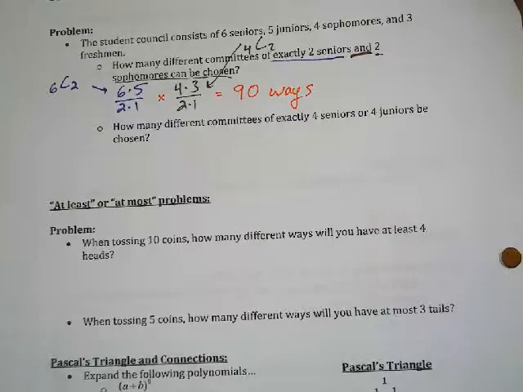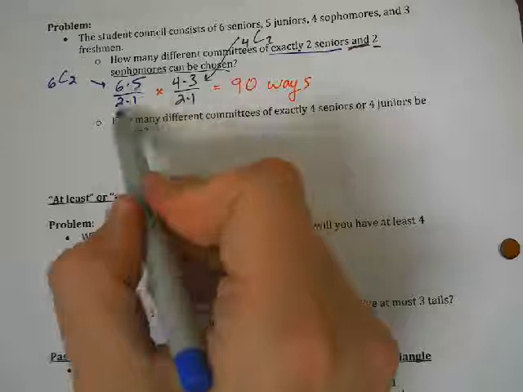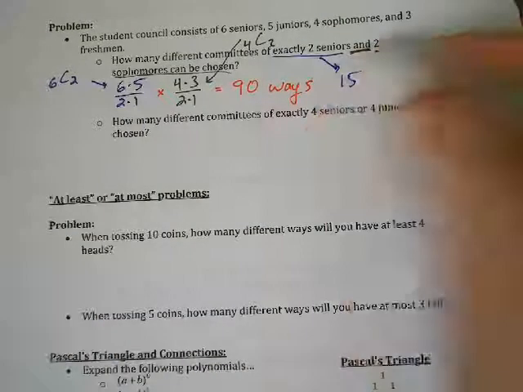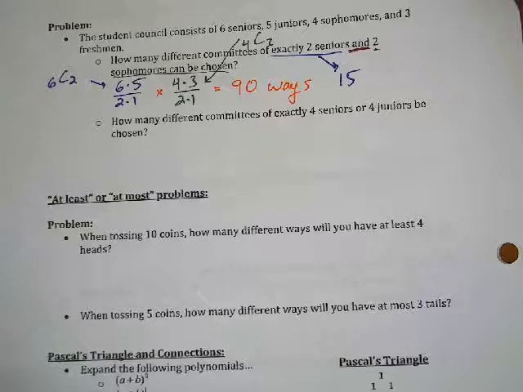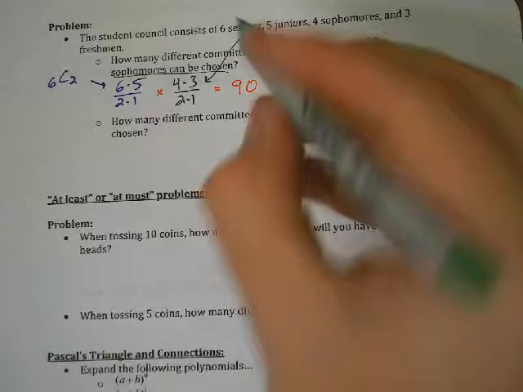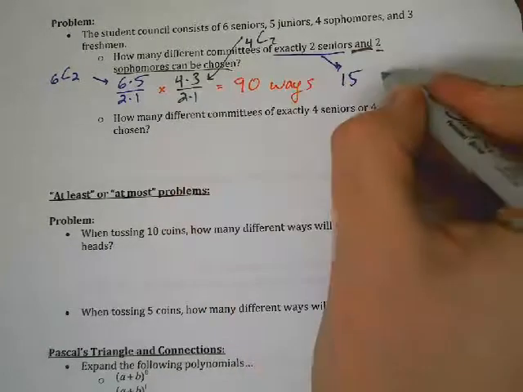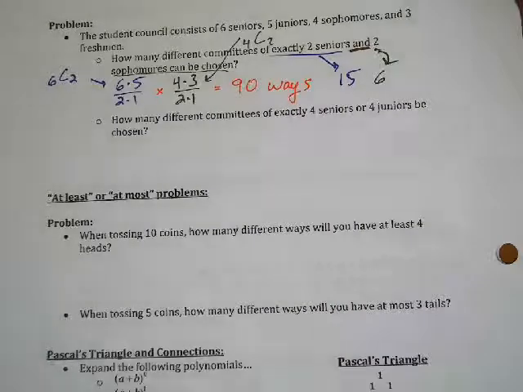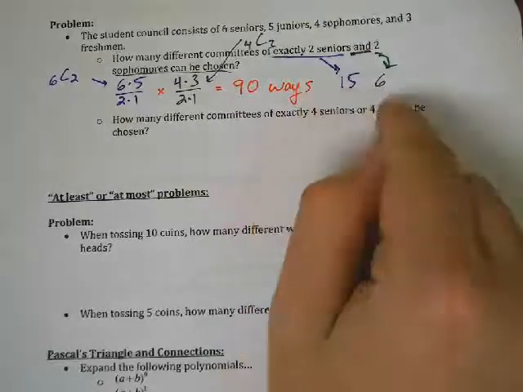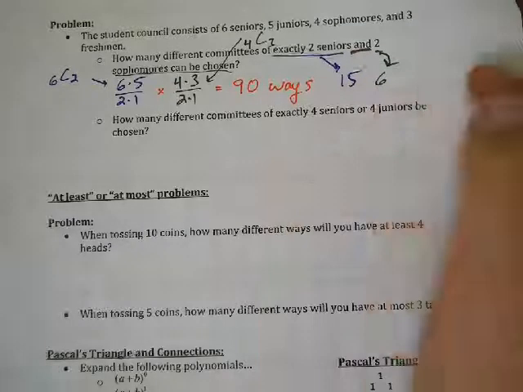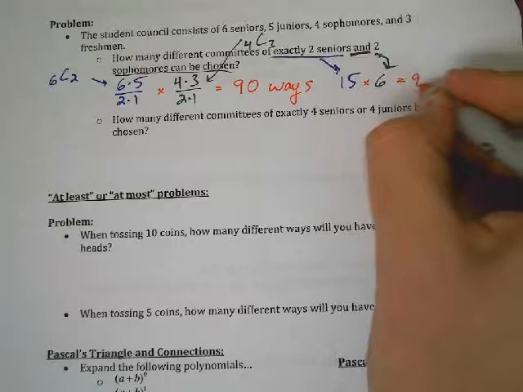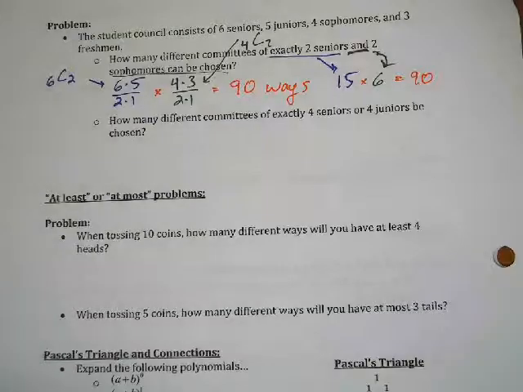Okay, now I like to think of it this way. If we did 6C2, 6 times 5 over 2 times 1, there are 15 ways to choose the seniors. And for each of those 15 ways, there's going to be 6 different ways to choose the sophomores. So for each group of 2 seniors, there are 6 different ways that we could choose 2 sophomores. And so what we end up doing is multiply them together to get the total number of ways to choose this committee of 4 people.